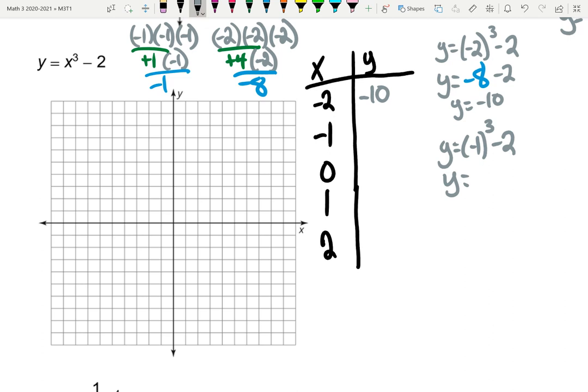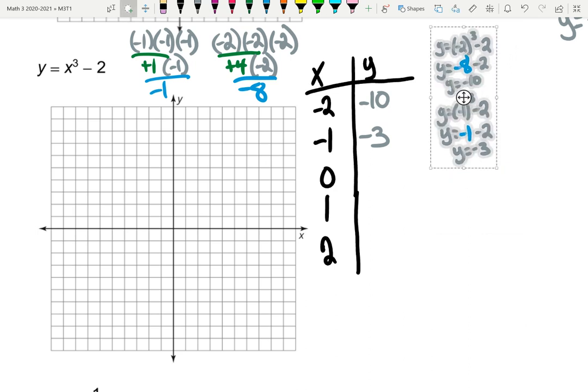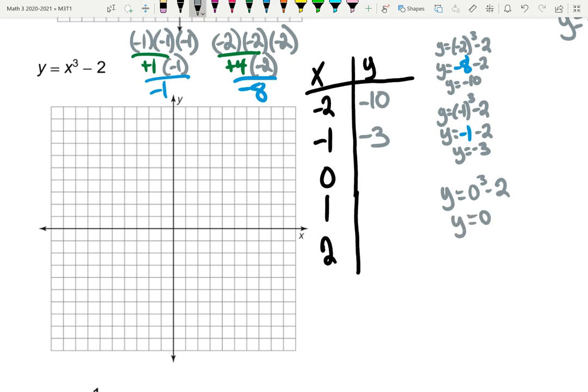Likewise, this guy's going to be -1 minus 2, making -3. I almost forgot the transformation. This guy got shifted to the right. I'm going to repeat this over and over. Y is equal to 0 to the third power minus 2. Well, that's just going to be 0 minus 2. Y is going to be -2.